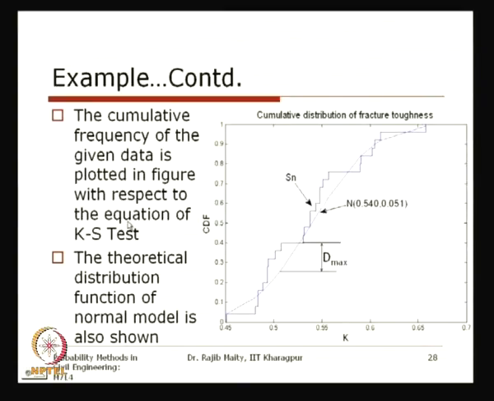Now, if we use the same method that we have explained, whatever data we have, we have plotted its distribution as a step function, shown in the blue line here, and the theoretical distribution, the CDF of this normal distribution with parameters 0.54 and 0.051, is shown in the magenta line. Whatever the maximum difference is between these two, that we have to pick up. So the cumulative frequency of the given data is plotted in this figure with respect to the KS test equation, and the theoretical distribution function of the normal model is also shown.